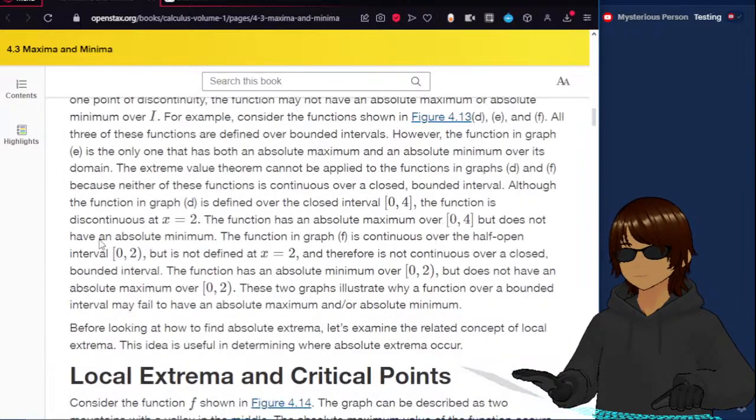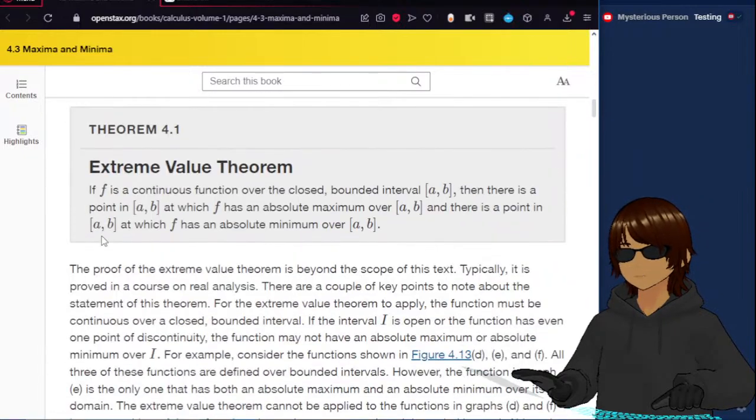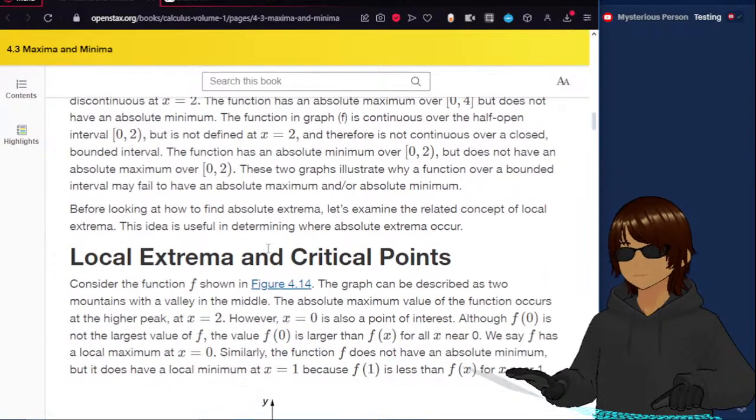Okay, extreme value theorem. If f is a continuous function over a closed bounded interval a to b, then there is a point in a b at which f has an absolute maximum, and there is a point at which f has an absolute minimum. Okay.